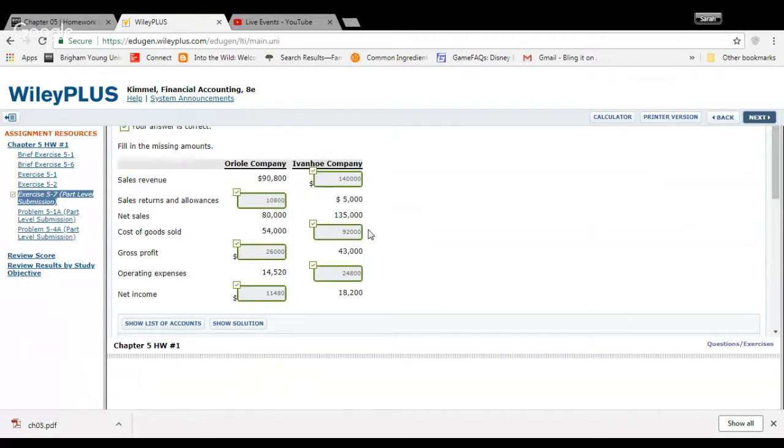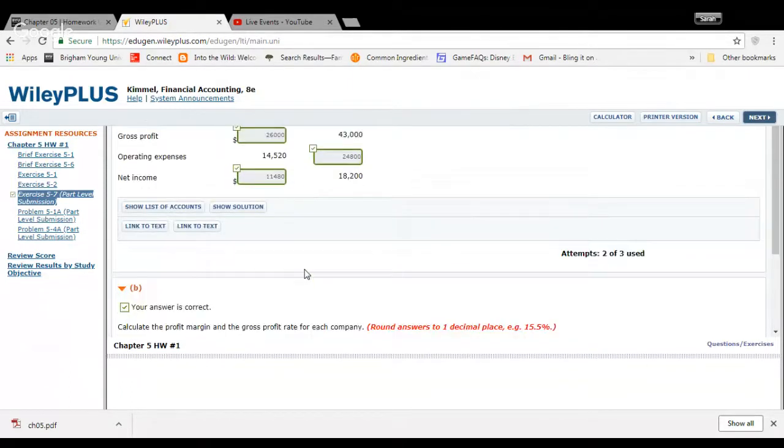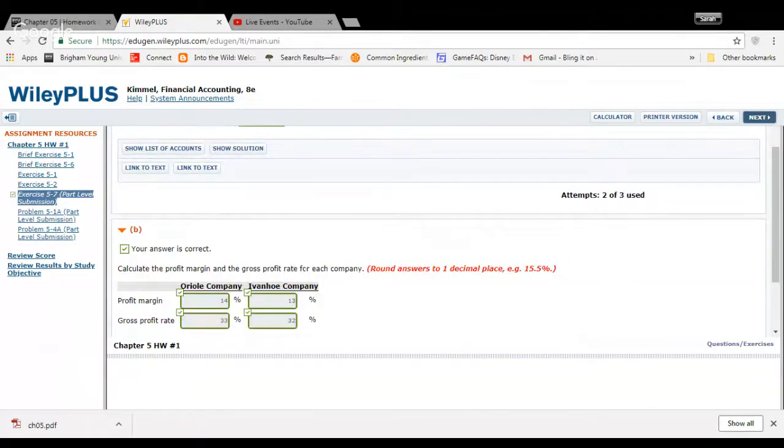$92,000. And then for operating expenses, you need to find the difference between gross profit and net income. Once you figure it out, it's really not that hard to do.